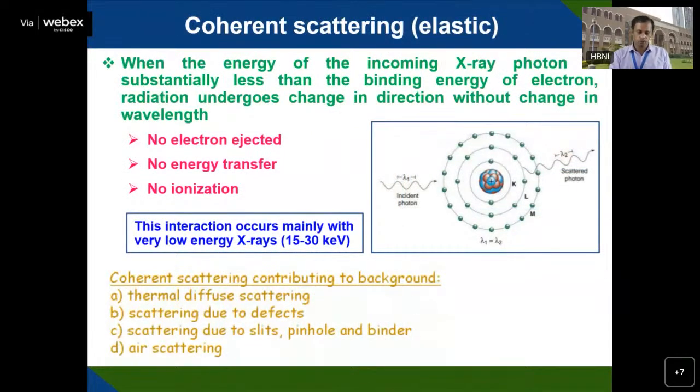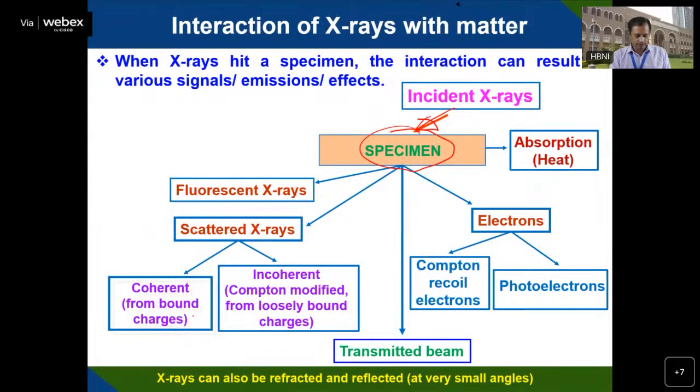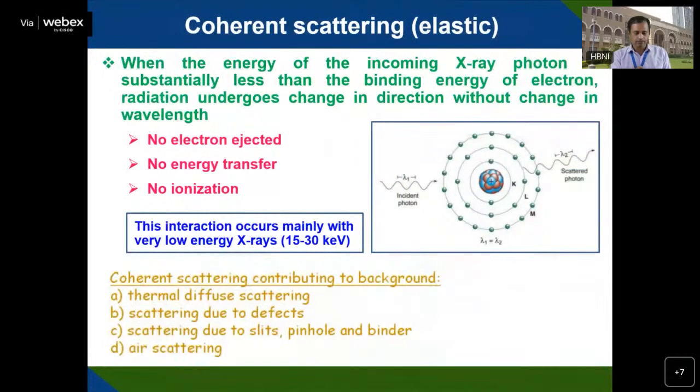Coming to coherent scattering, the X-ray scatters from bound charges. When the energy of an incoming X-ray photon is substantially less than the binding energy of the electron, the radiation undergoes a change in direction without changing wavelength. There is no change in wavelength. It simply interacts and there is a change in direction. No electron is ejected in this case, and there is no energy transfer. Since it is very low energy, there is no ionization process.